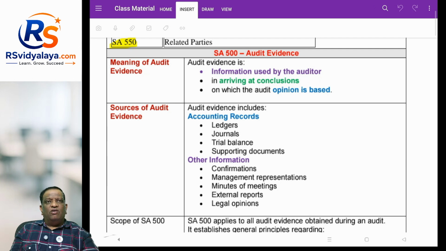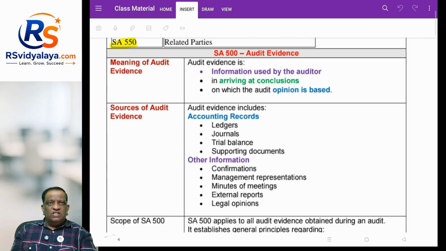SA 500 deals with audit evidence. The first thing that we need to know is, what do you mean by audit evidence? It's a basic one you've already studied, but it's just a recap. It refers to the information used by the auditor in arriving at conclusions. Conclusions on which? Those conclusions on which the audit opinion is based.